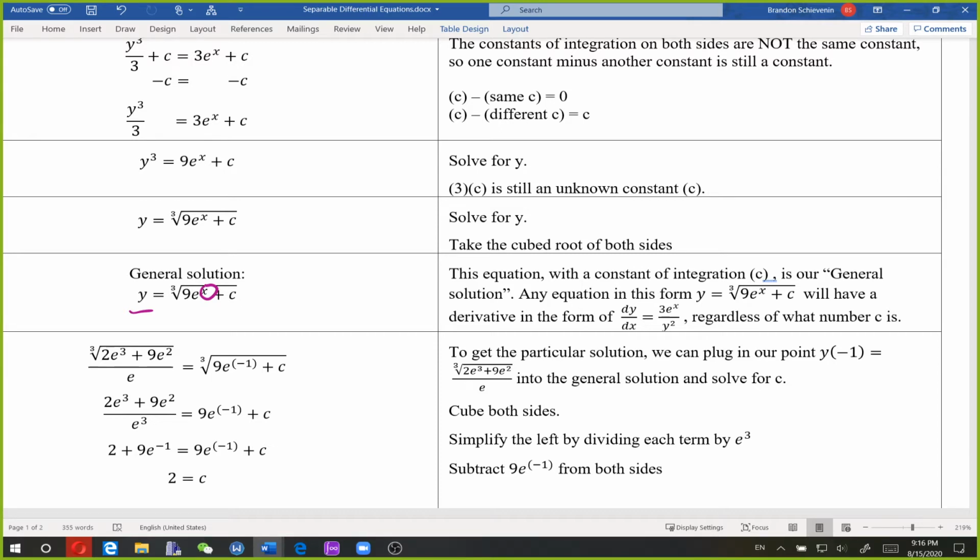I still want to get c alone. So I'm going to divide everything on the left side by e cubed just to simplify. So 2e cubed divided by e cubed is 2, and 9e squared divided by e cubed is 9e to the negative first power, which gives me a 9e to the negative first power on both the left and right sides of the equation. So I can subtract that from both sides, and I'll be left with c equals 2. Any questions on my algebra?